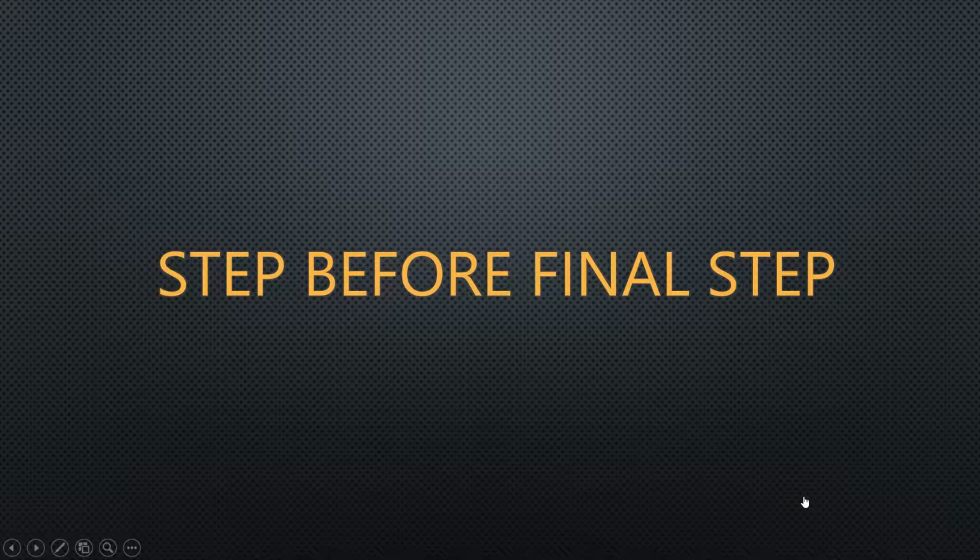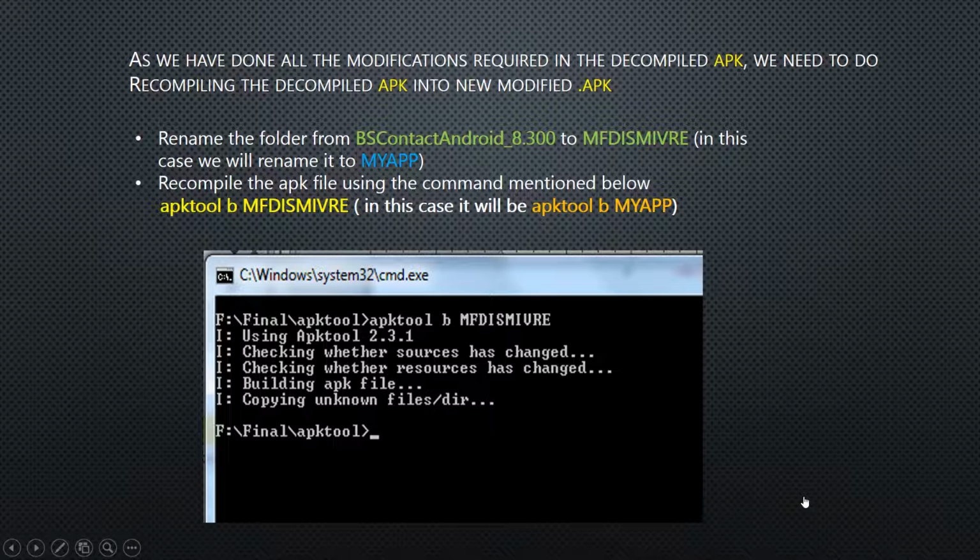Step before the final step. So we have done all the modifications required in the decompiled APK. We need to recompile the decompiled APK into a new modified .apk. Rename the folder from BS contact Android to MFDISMIVRE.